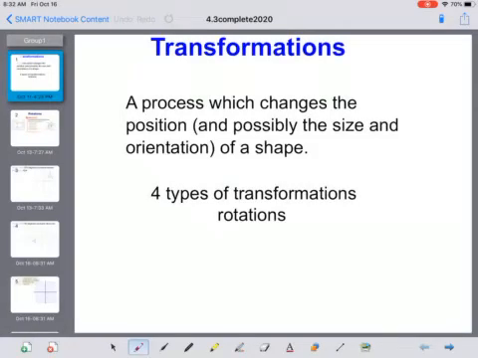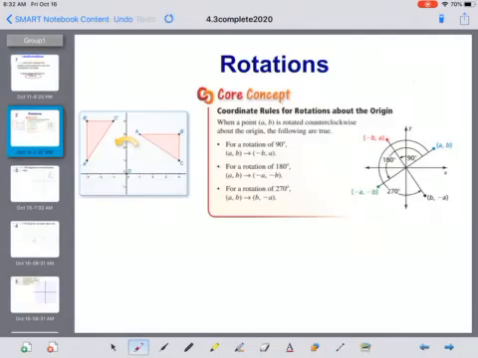All right, today we're going to talk about another type of transformation. And again, remember, we're talking about something that can change the position and sometimes the size and orientation of a shape. We are going to talk about rotations today. When you rotate something, you can rotate it in any number of degrees, but we are going to deal primarily with 90, 180, and 270 degrees.